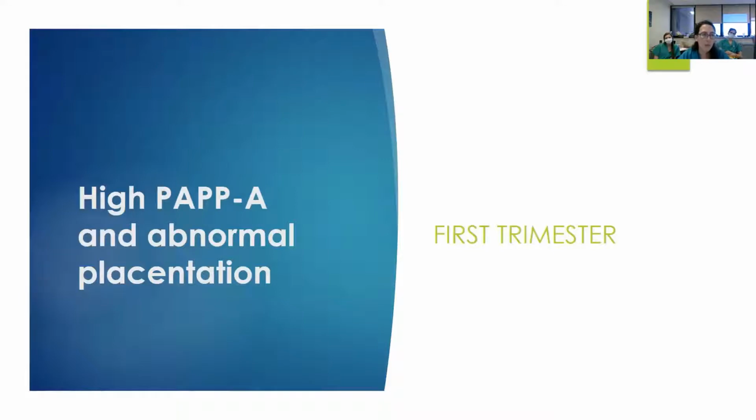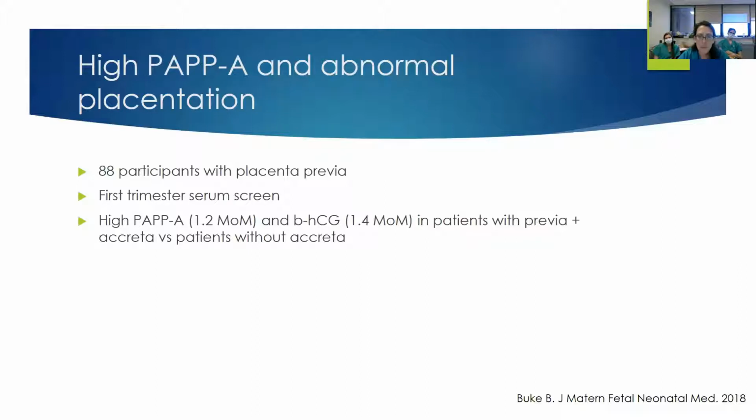Now, high PAPP-A and abnormal placentation in the first trimester. This is a study from 2018. It included 88 participants that had placenta previa, and they all had a first trimester screen. And they noted that patients that had previa accreta versus patients without accreta had higher values of PAPP-A and higher values of HCG.